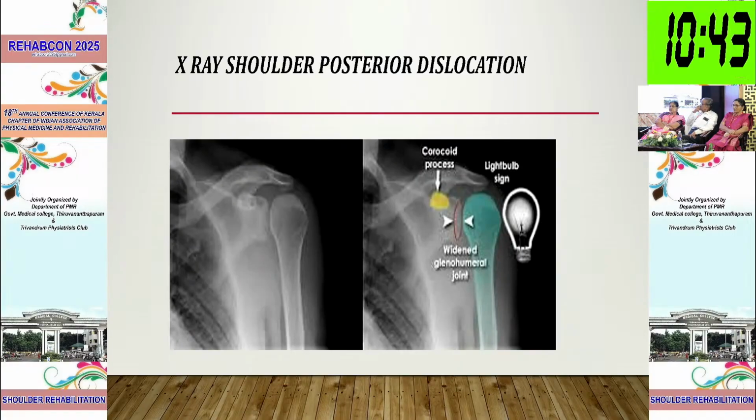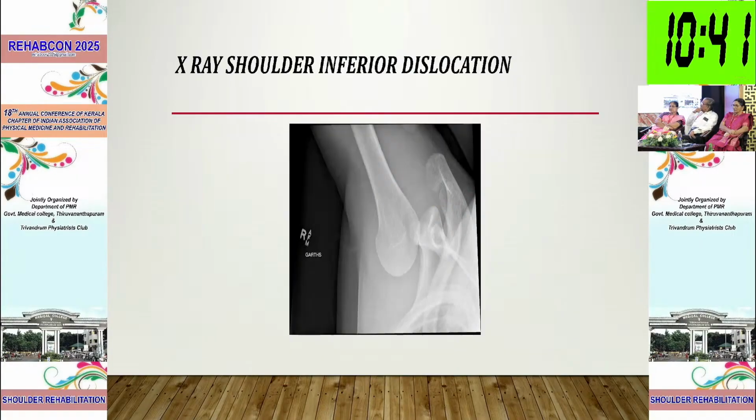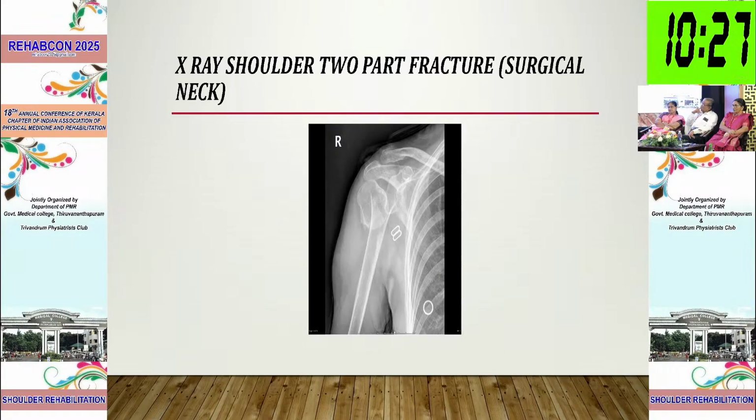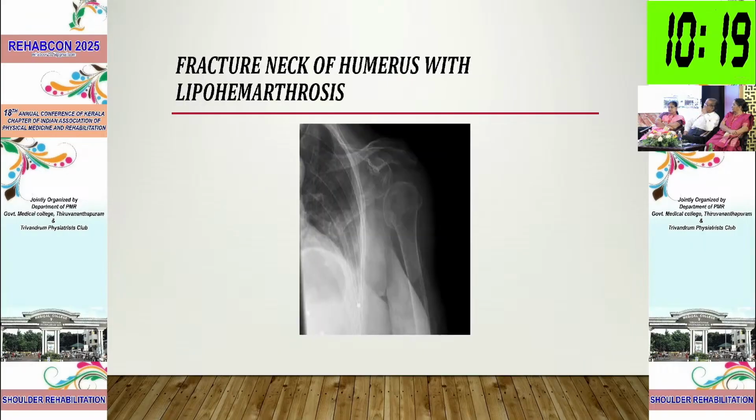Now, there's the light bulb sign in posterior dislocation. Sometimes you can have an infrasuperior view to show the inferior dislocation also. Now, coming to the fractures, the commonest site of fractures is the surgical neck of the humerus. You have a one-part or a two-part type of fracture. Now, these are very important as far as the orthopedic angle is concerned. For that, we have to mention the type of fracture and the displacement of the fractured structures.